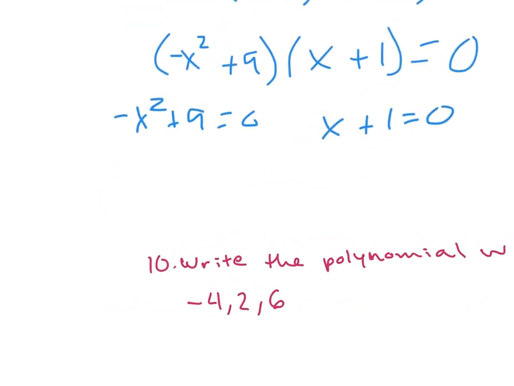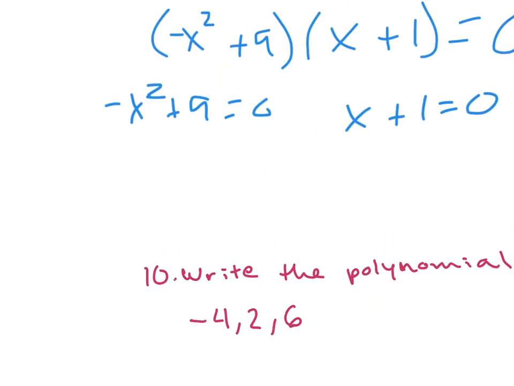So for the first one, how would we solve this? We have negative x squared plus 9 is equal to 0. What should we do? Minus 9 on both sides. We can do that, but does anybody else have another suggestion of what we could do?